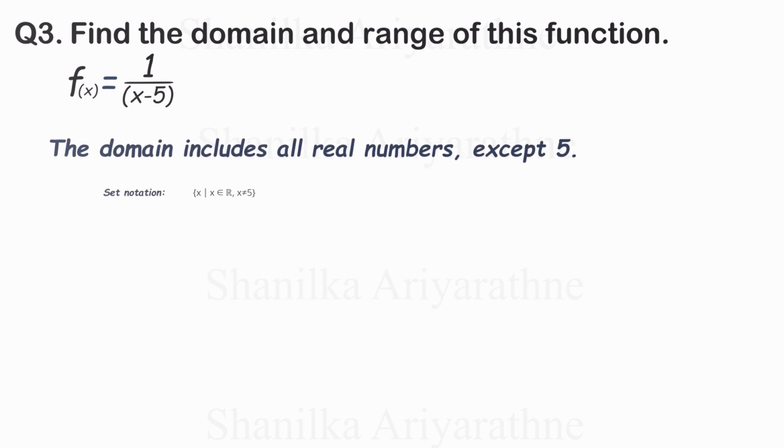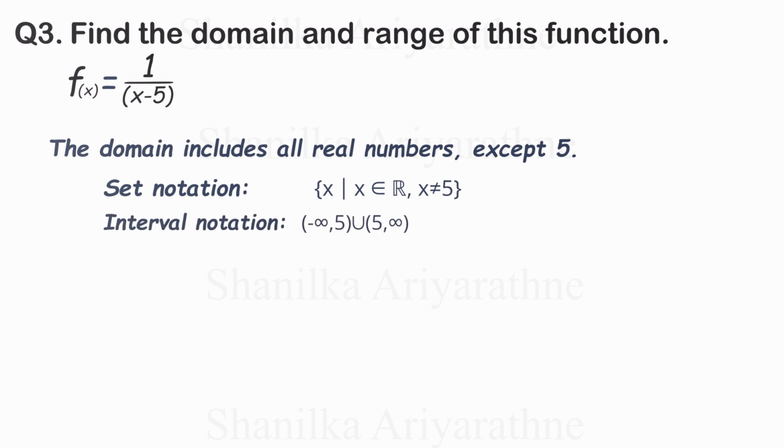In set notation, the domain is represented as follows. This tells us that x can be any real number except 5. In interval notation, we write the domain as a union of two intervals. Keep in mind that the parentheses indicate that 5 is not included in the domain.